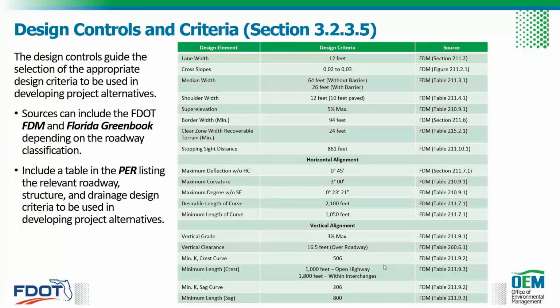Those ramps have different design speeds, different design criteria. So you would have to have a table listing your mainline design criteria as well as your ramp design criteria in your PER. So ultimately, what ends up being proposed in your preferred alternative needs to have its criteria defined in this section of the PER.